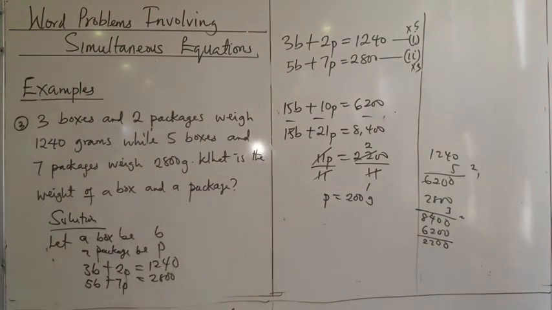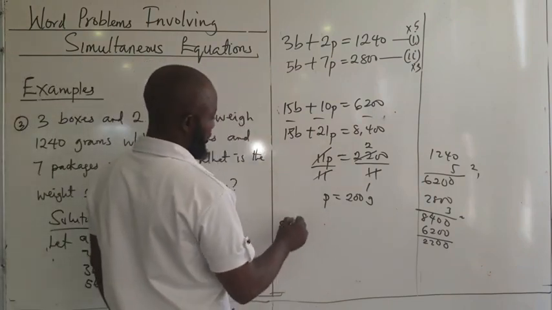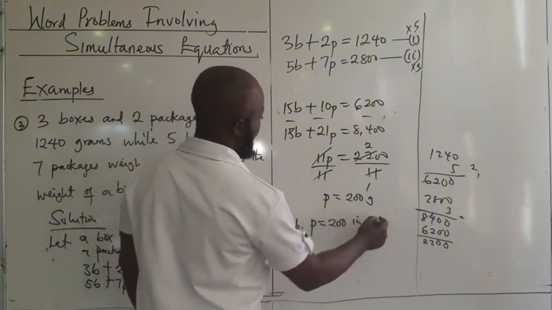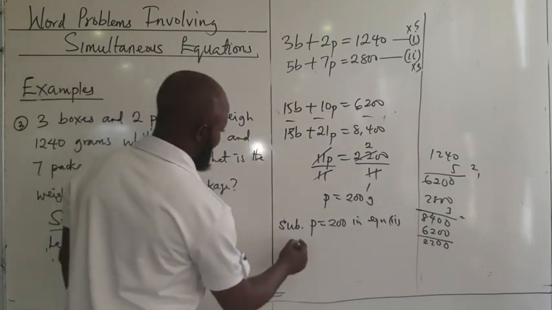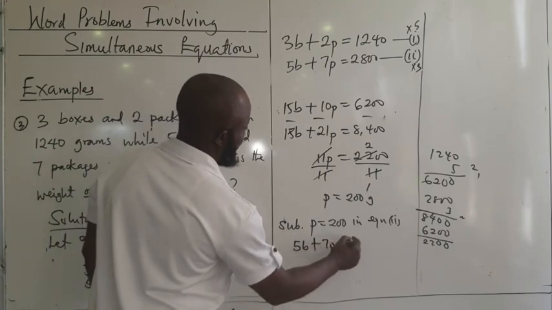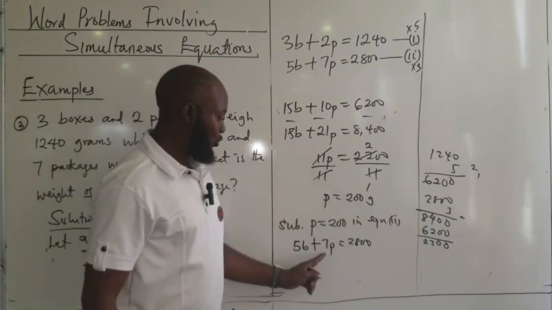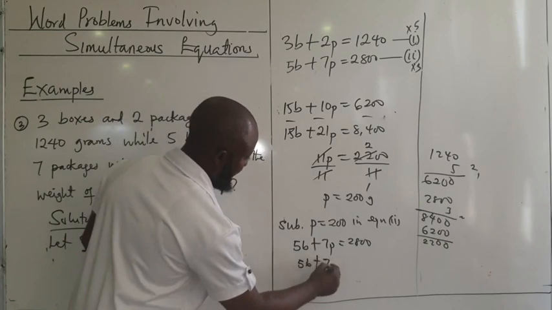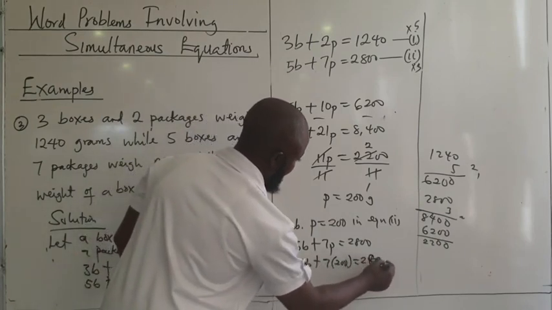It remains the value of what? B. So we can then substitute P equals 200 in, let's say, equation 2. So what do we have in equation 2? We have 5B plus 7P equals 2,800. Wherever we see P, we're going to put 200 there. So we have 5B plus 7 times 200 equals 2,800.